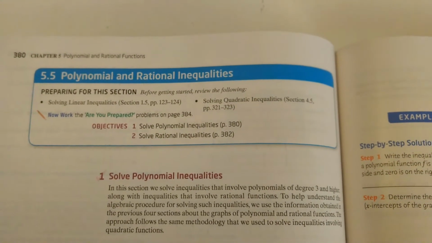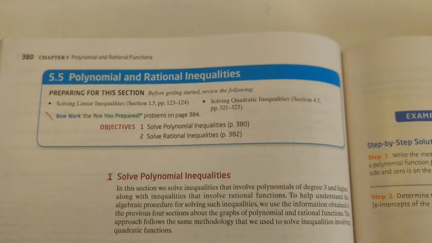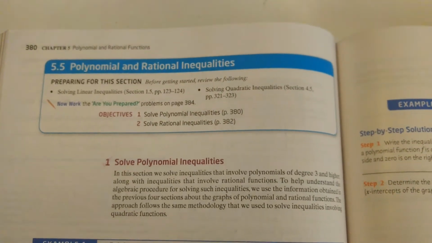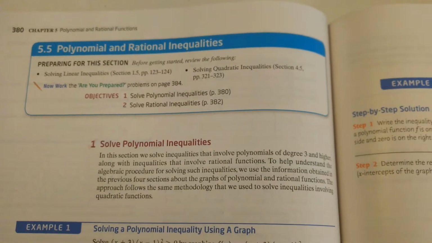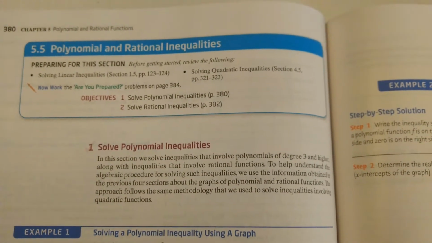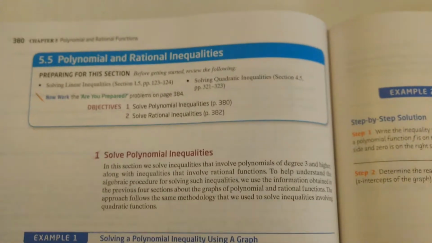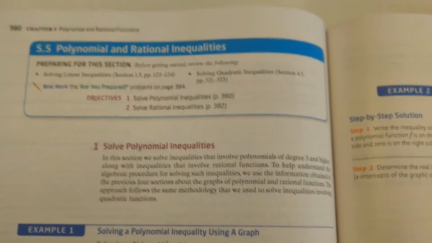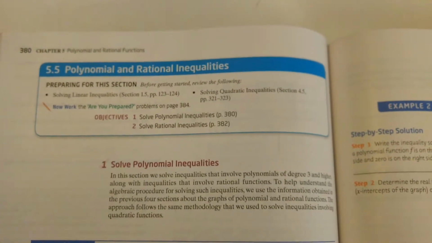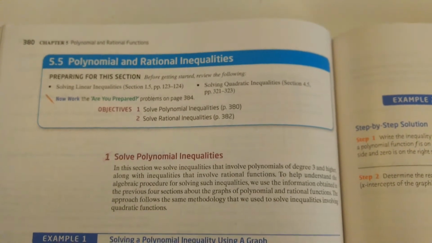Last section in chapter 5, 5.5. This is polynomial and rational inequalities. I'm going to try to do this from examples in the book, because basically what this deals with is you learn the other 4 sections so you'd be able to graph polynomial and rational functions. From the graph is where you're going to do the inequalities.